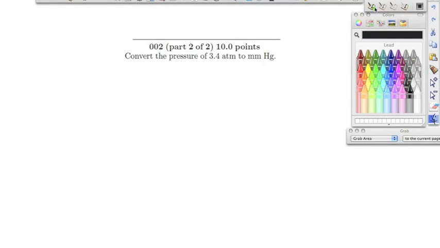Alright guys, going ahead and starting our review here with number 2. It says convert the pressure from 3.4 atmospheres to millimeters of mercury. Now, the conversion factor that we're going to use is 1 atmosphere equals 760 millimeters of mercury. Okay? Now you can find this conversion factor on your formula chart.